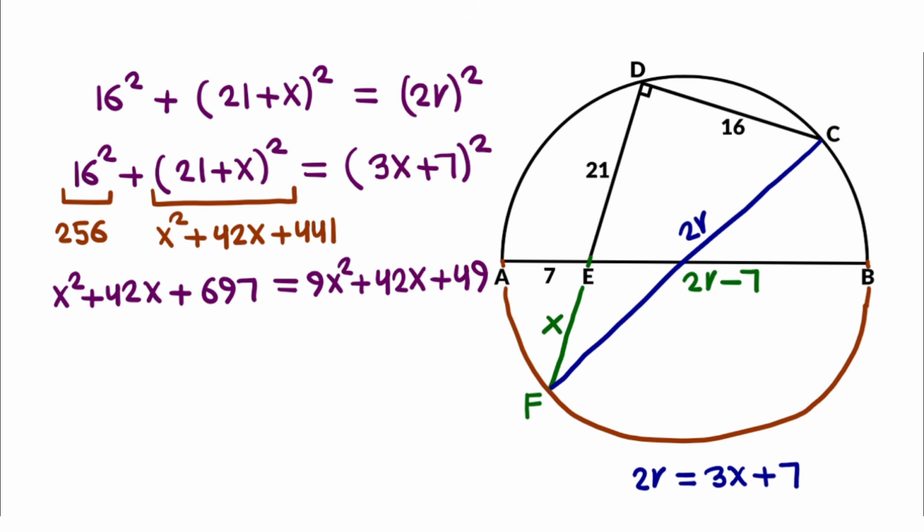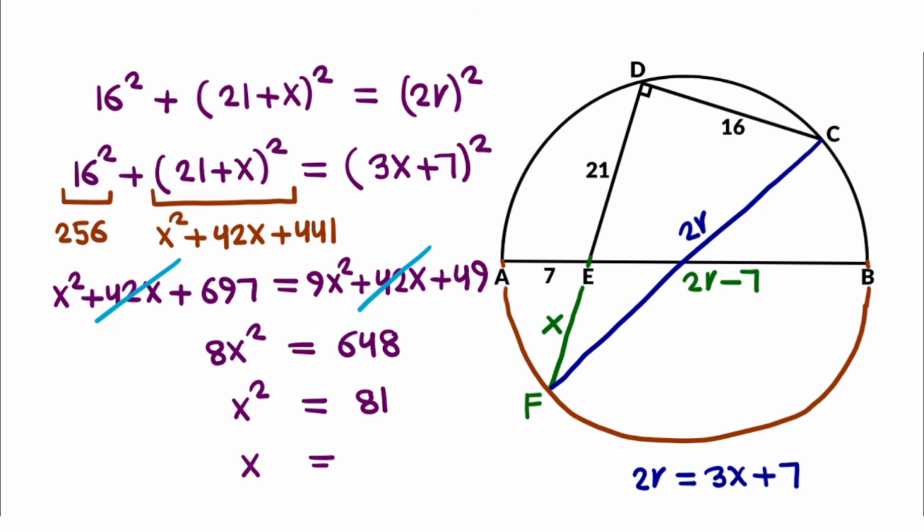Do you see it? The positive 42x appears on both sides. They cancel out completely. No messy quadratic equation. No quadratic formula. Just clean algebra. We're left with 8x squared equals 648. Divide both sides by 8. X squared equals 81. Since x represents a length, x equals 9.